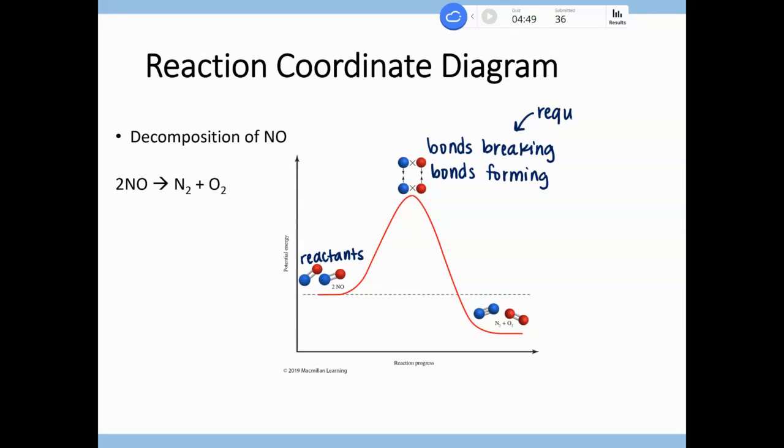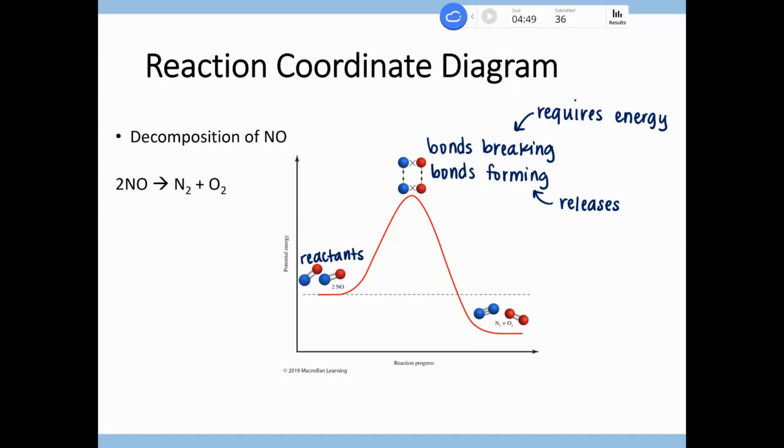Bonds breaking requires energy. Bonds forming releases energy. So as those bonds start to form and the atoms are releasing energy, their energy decreases until they reach the products. So breaking this double bond here requires energy. And we've got 2 or 4 free atoms for this reaction here, some free nitrogen, some free oxygens. They come together and form the triple and double bonds that releases energy as those bonds are formed.